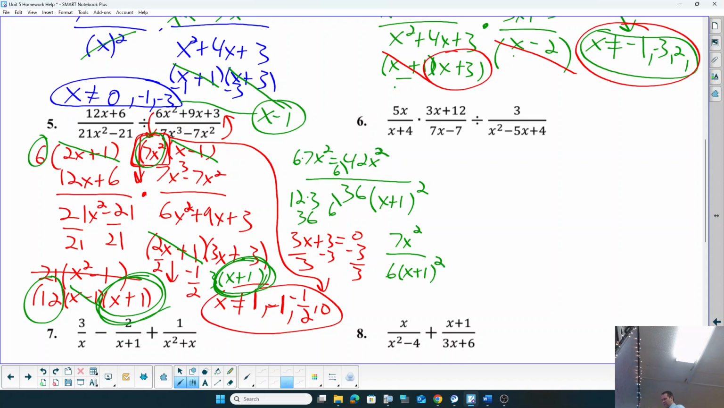All squared. Can it reduce more? How can it reduce more? I don't think it can reduce more than that. I think that's the right answer. I'm not going to use the answer key because I don't think that's right.